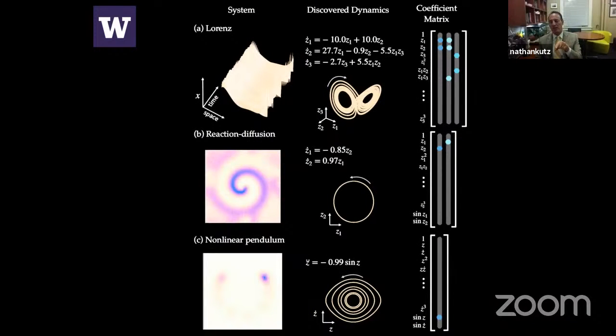The pendulum is a really cool example, because I could film the pendulum and, from the video itself, learn that there is an intrinsic coordinate system, which is theta, theta dot, and then learn the right governing equations in that coordinate system.